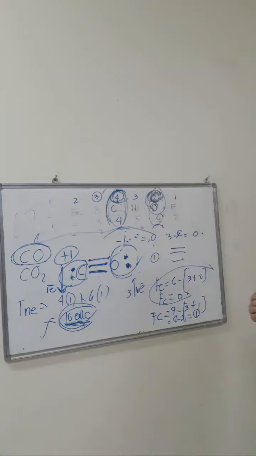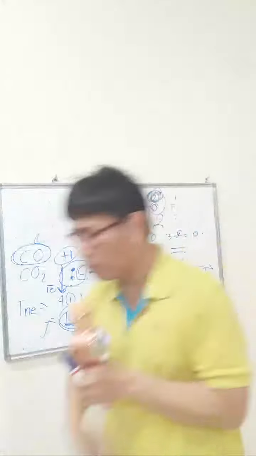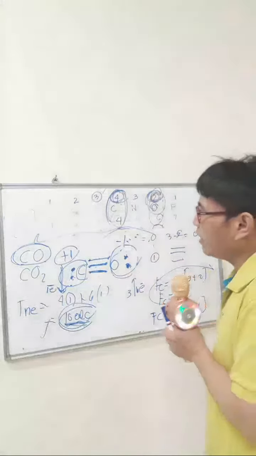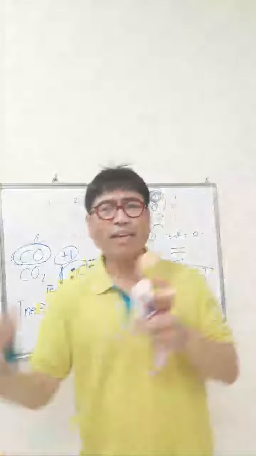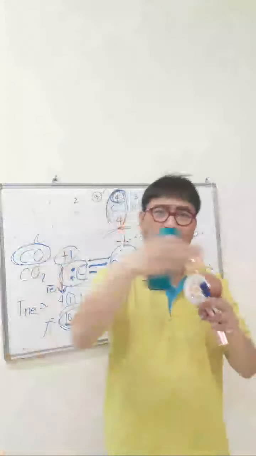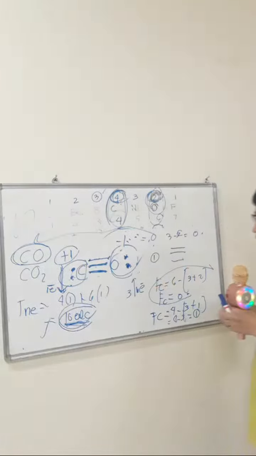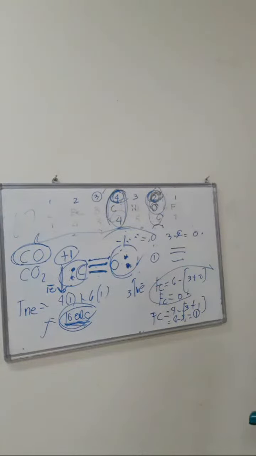You get the point? Carbon monoxide is difficult. So, because there's a positive 1 and a negative 1, carbon monoxide is highly polar, meaning not the same charge in each oxygen and carbon. Any questions so far?